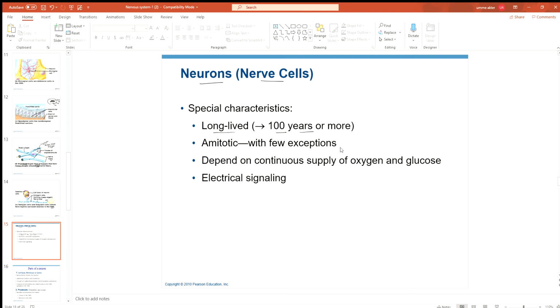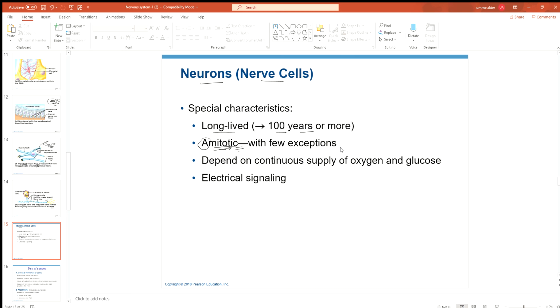That's why neurons or neural tissue is protected by the bones. Amitotic: a means absence of mitosis, cell division. So if neurons die, no new neurons are usually produced because multiplication or mitosis usually does not occur.